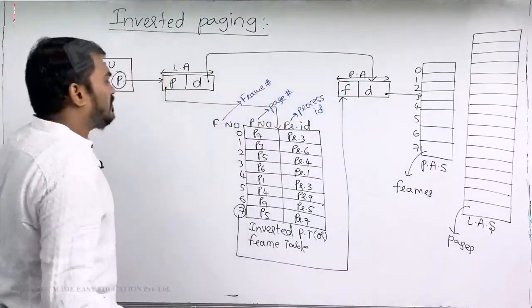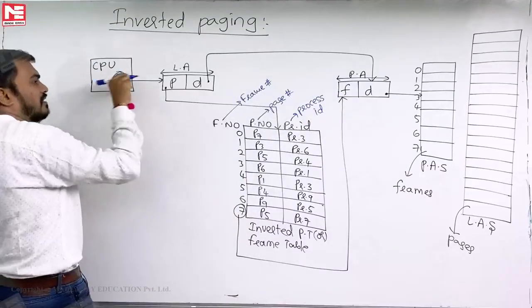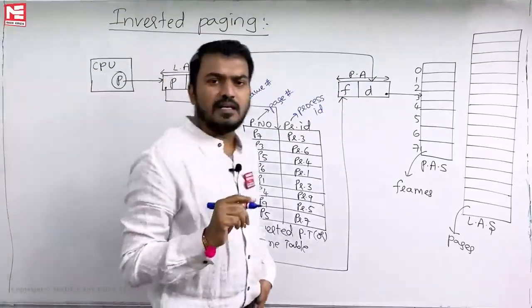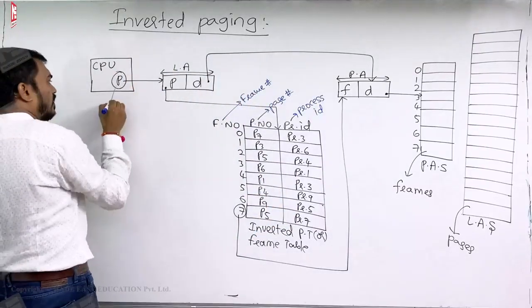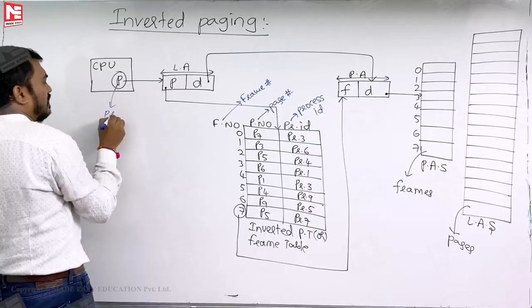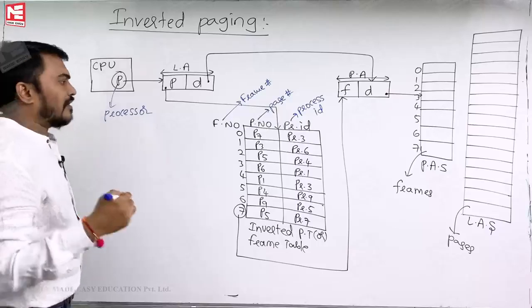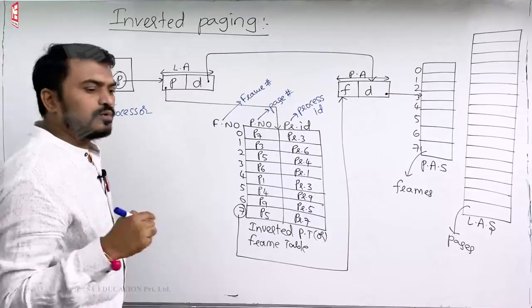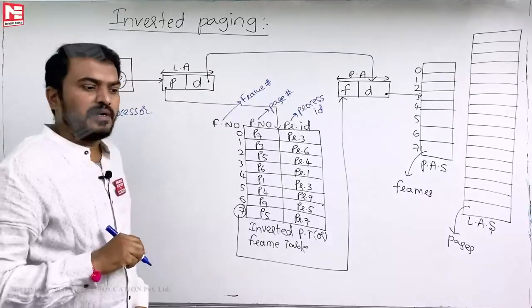Next, now I am coming from the first. Listen carefully. The CPU always generates a logical address. It's very simple and easy. P means processor. The processor always generates a logical address, and the logical address will be divided into two parts, that is P and D.